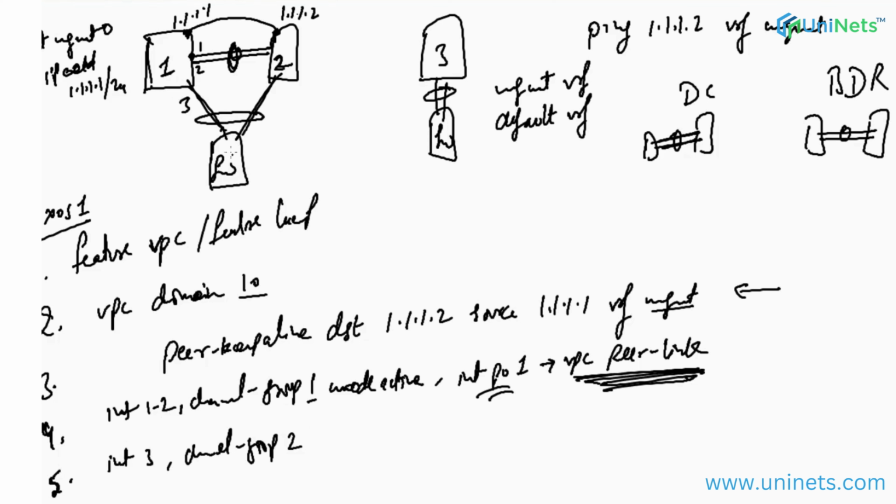Okay, so mode active or mode on, whatever. And then the main thing is to go to this port channel and say you're not a normal port channel, you are a virtual port channel, and give it a number.